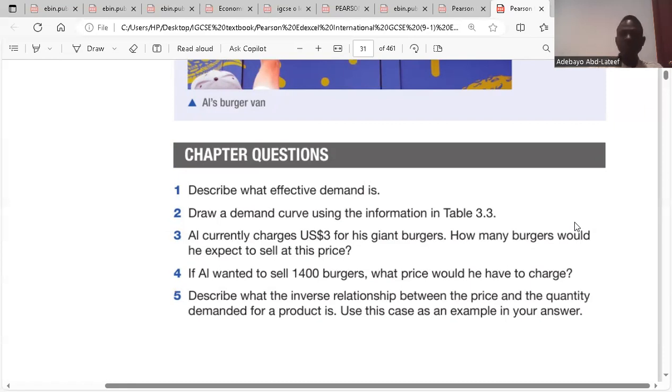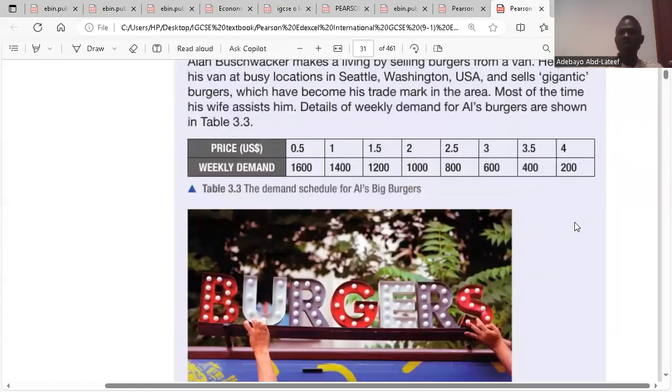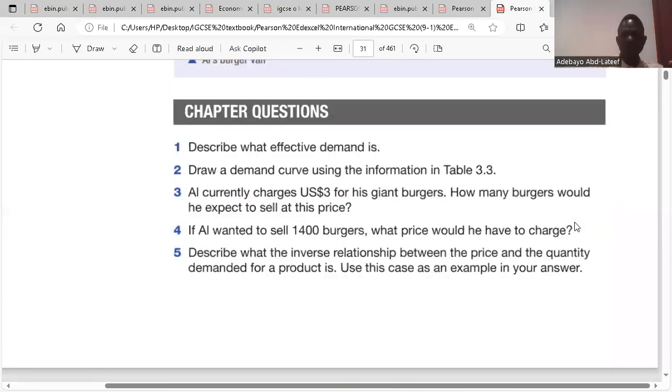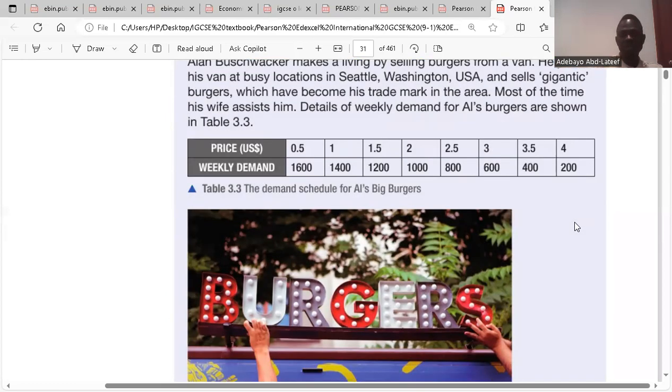Question 3. AL currently charges $3 for his giant burgers. How many burgers would he expect to sell at this price? At $3, he should expect to sell 600 burgers. Did you get it? The demand curve could be that way, or it could be a straight line. They are both demand curves. I think it's clear. Yes. Question 4. If AL wanted to sell 1,400 burgers, what price would he have to charge? For 1,400, he needs to charge $1. I think it's clear. Yes.